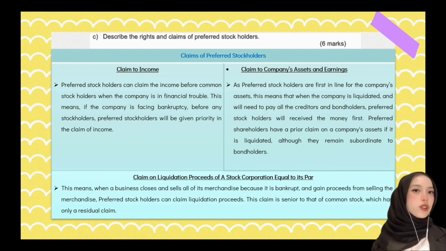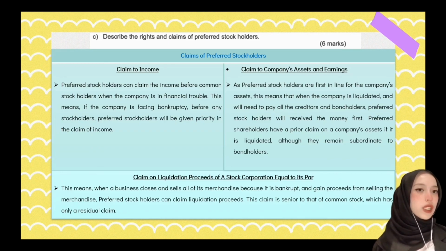Secondly, claim to the company's assets and earnings. As preferred stockholders are first in line for the company's assets, this means that when the company is liquidated and needs to pay all the creditors and bondholders, preferred stockholders will receive the money first. Preferred stockholders have a prior claim on a company's assets if it is liquidated, although they remain subordinate to bondholders.